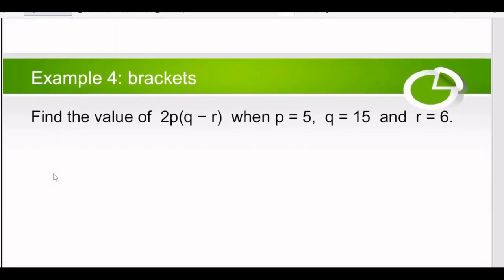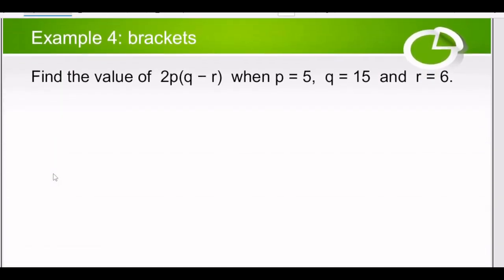Now, number 4, brackets: when expressions involve brackets. So, we have this expression with the bracket here, q minus r. The values given are p is 5, q is 15 and r is 6. We will replace the values one by one: 2 times p, p is 5, in bracket, then we have q, q is 15, minus r, r is 6.